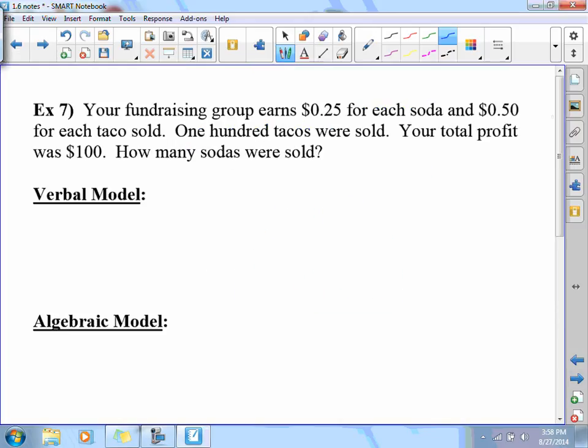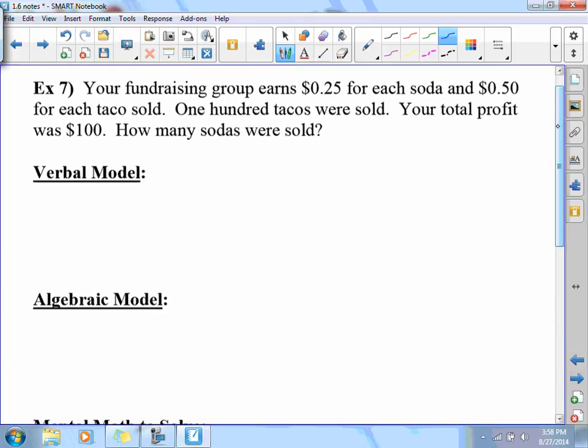Okay, last one. This is going to be another two-step problem, just like our previous example. Your fundraising group earns 25 cents for each soda and 50 cents for each taco that is sold. So we don't know what you're raising money for, but you're selling pop and you're selling tacos, and you get a certain amount for each one that you sell. Now you do know that 100 tacos were sold, and you know your total profits was $100.